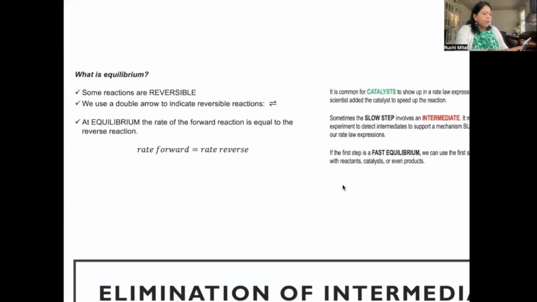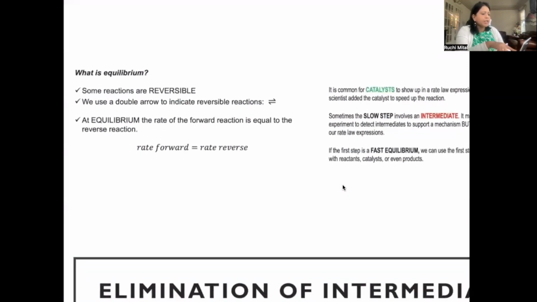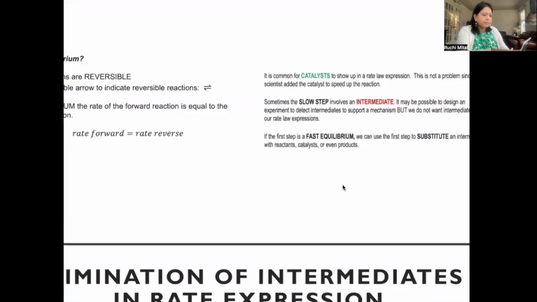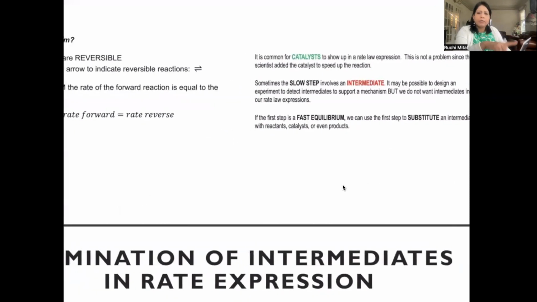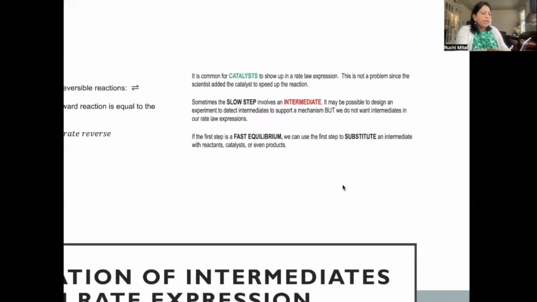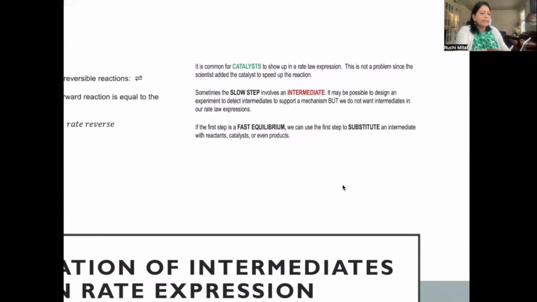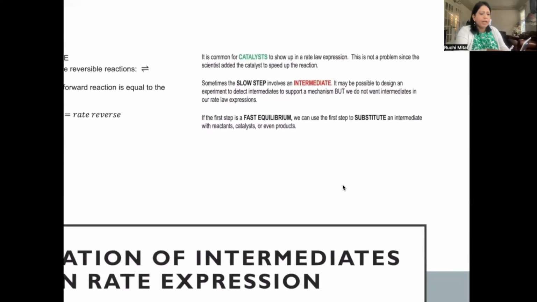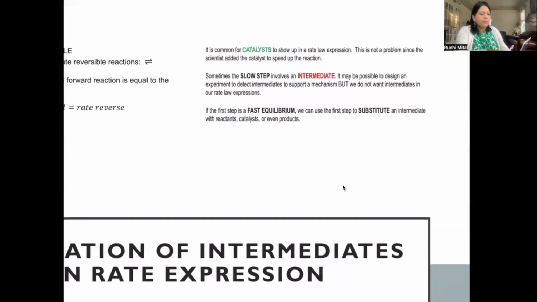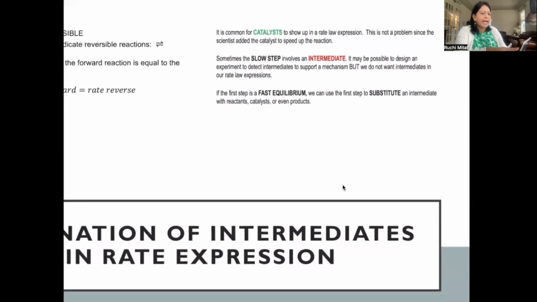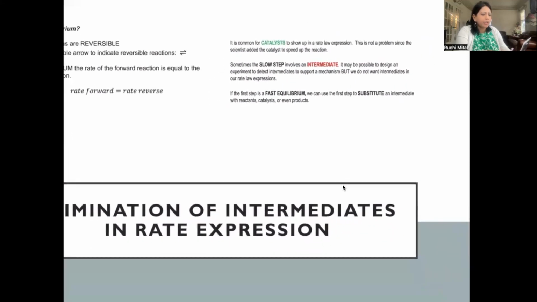So what is an equilibrium? Some reactions are reversible. We use a double arrow to indicate that. And equilibrium is when the rate of the forward reaction is equal to the rate of the reverse reaction. This is important right now. We will build a lot more later on. It is common for catalysts to show up in rate expressions. This is not a problem since the scientists added the catalyst to speed up the reaction.